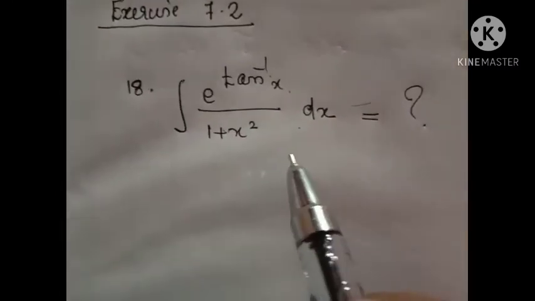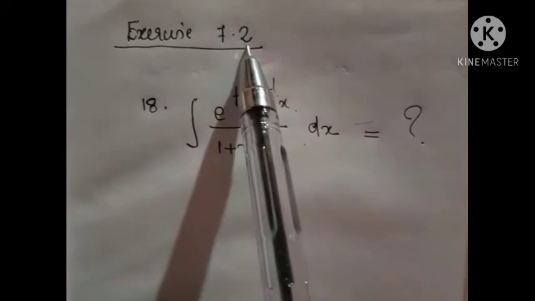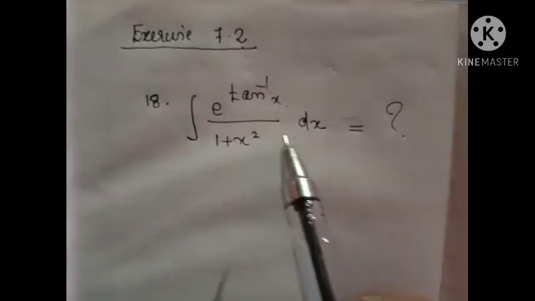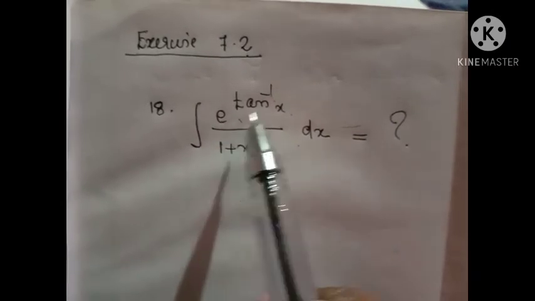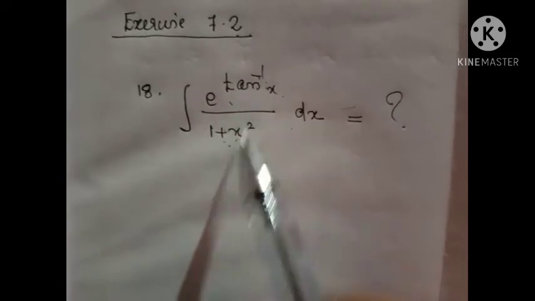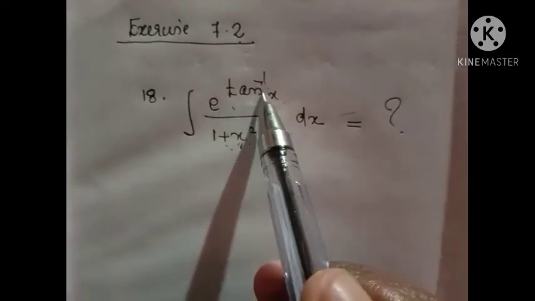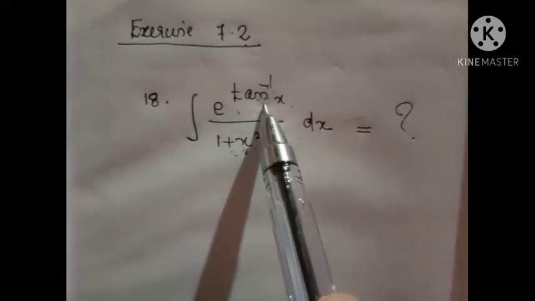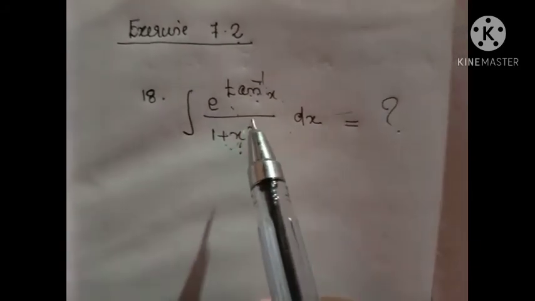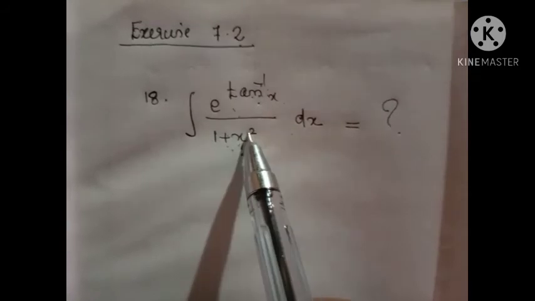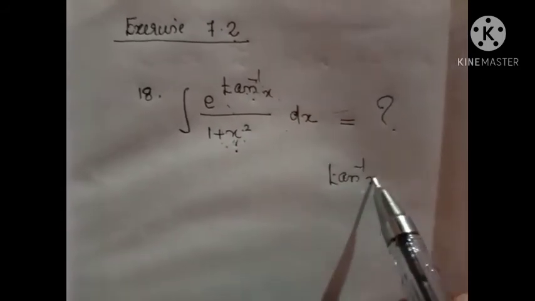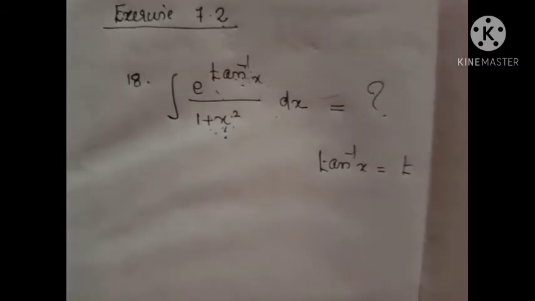So all the questions belong to 7.2, by the method of substitution. Okay, substitution method. So here, e raised to tan inverse x by 1 plus x square. Just observe these two. We know the derivative of tan inverse x is 1 by 1 plus x square. So we can put, listen, tan inverse x equal to a new variable t.